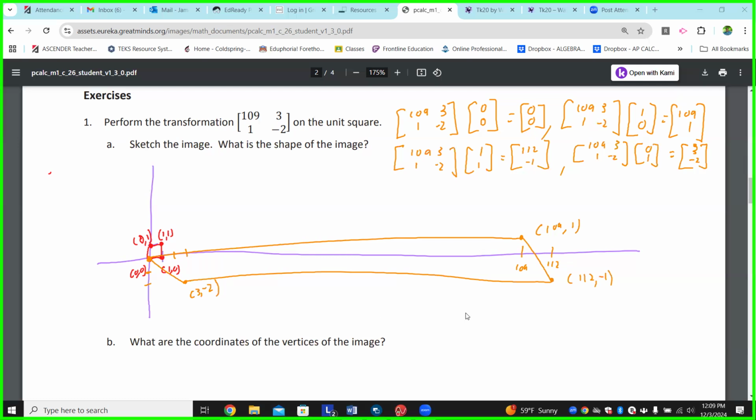So part B, what are the coordinates of those vertices? Well, you already have it written down. You can write them down again if you would like. And then the question is, what is the area of this new shape?